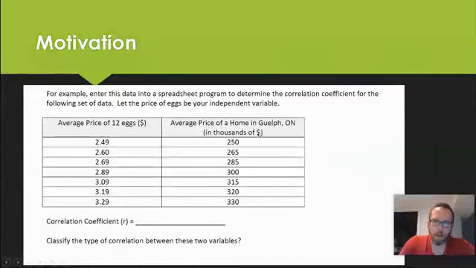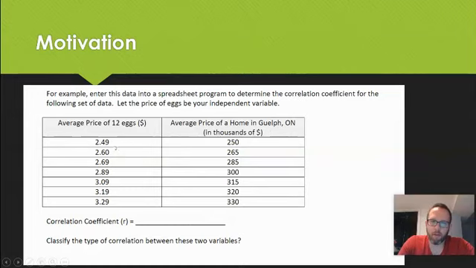Here is some data. I figure you can take 30 seconds and enter this data into a spreadsheet program. But we're going to look at the correlation between these two things: the average price of a dozen eggs and the average price of a home in Guelph, Ontario.